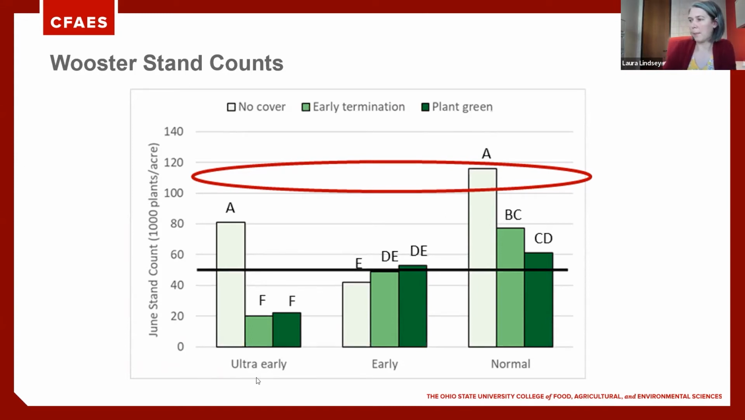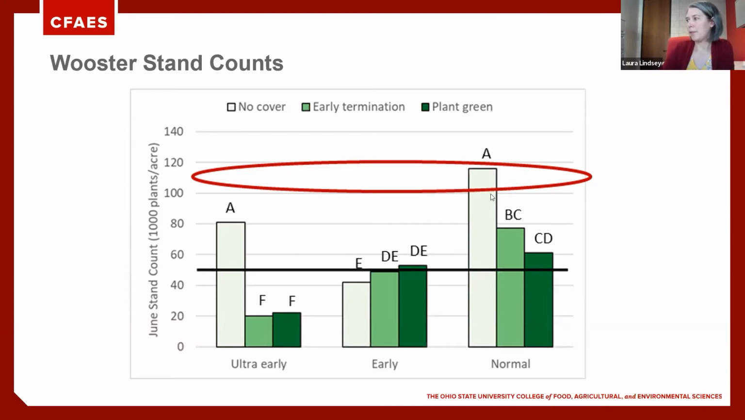So across the bottom, we're looking at ultra early, which is first week of April, early, which was end of April, and then normal planting dates, which were the end of May this year. And then the different colors represent no cover in light green, early terminated cover crop in just green, and I guess dark green would be our plant green treatment. So we planted into that standing cover crop.